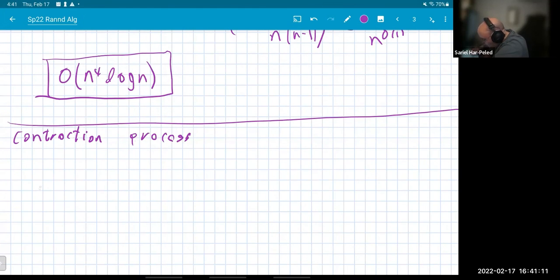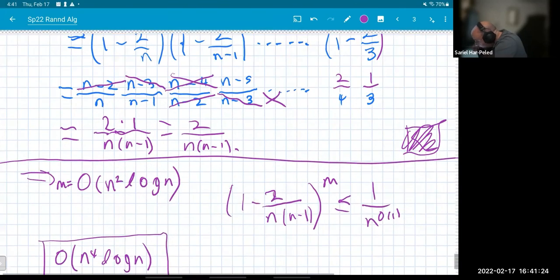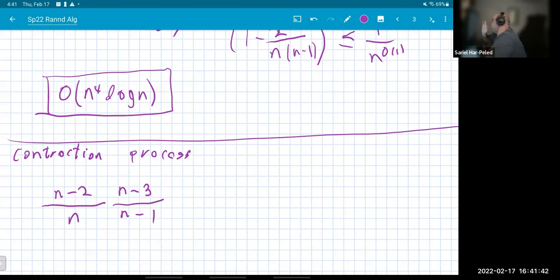So the contraction process, the probability of success was pretty good, right? It was n minus 2 over n. In the first iteration, we had a very good probability of succeeding and not killing the min cut. Then in the next step, it was n minus 3 over n minus 1. The probability was still good, but not as good. It deteriorated a bit.